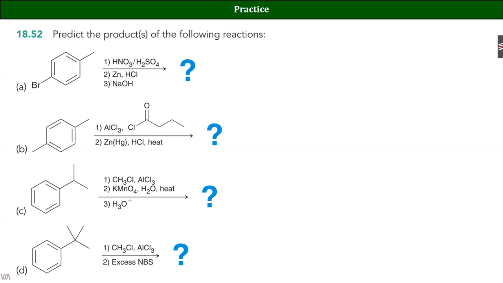All right, so this was the slide we ended on. I don't think we need to go over these in much detail here, because we've gone over these before. But just a quick recap, the first one being nitration, followed by reducing the nitrogen to an amine. The second one would be a Friedel-Crafts acylation, followed by reducing the carbonyl to a benzylic alkane.